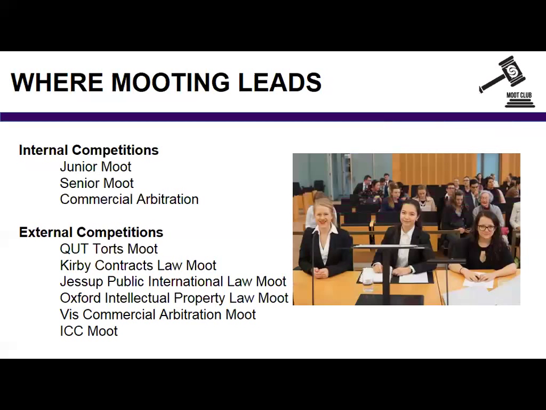So, where mooting leads. I always do this slide at everything because I think it's really important that there's so much to mooting. We have the junior moot, the senior moot, the first year law moot. We've got the criminal law one now happening. There's the International Criminal Court internal moot. We have the client interview competition as well, the negotiation competition. So there are many, many internal competitions that you can enter.